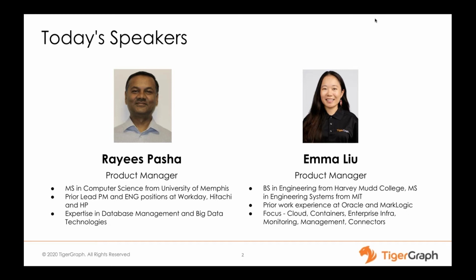He received his BS in computer science from Osmania University in India and an MS in computer science from the University of Memphis. And now I'd like to introduce our second presenter today, Emma Liu. Emma has a mission to empower developers, data scientists, and enterprise data analysts with easier access to graph analytics and features. She is a senior product manager at TigerGraph, leading efforts in cloud application features, containerization, and DBA management portal. Emma has a background in data management, cloud computing, and complex system designs. Prior to TigerGraph, she worked at Oracle and MarkLogic. Emma holds a Bachelor of Science degree from Harvey Mudd College and a Master's of Science degree from MIT.